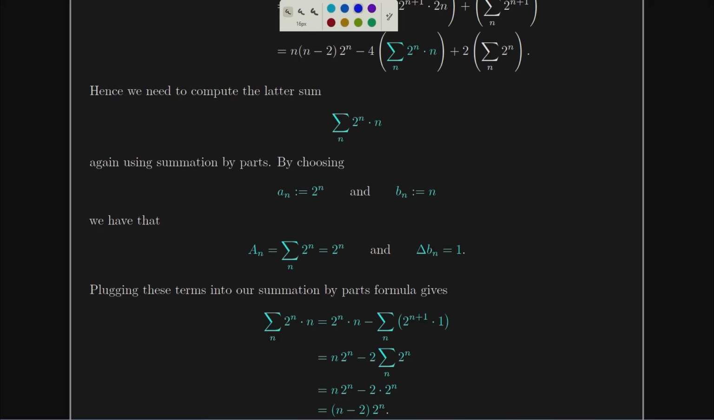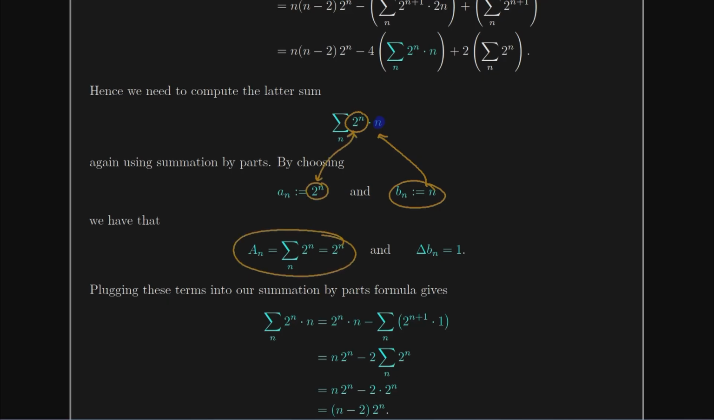In this case, we're going to say, oh, that gets easier if I take a finite difference. So I'm going to call that b. And I certainly know how to take an indefinite sum of 2 to the n, so I'm going to call that a. The indefinite sum of a will still be 2 to the n. The finite difference of b is the finite difference of n, that's going to be 1. And so when I do this summation by parts, well, this is capital A, this is b minus capital A, n plus 1 times delta b.